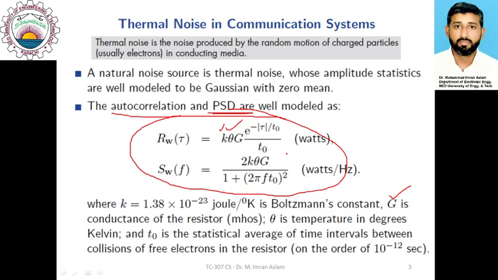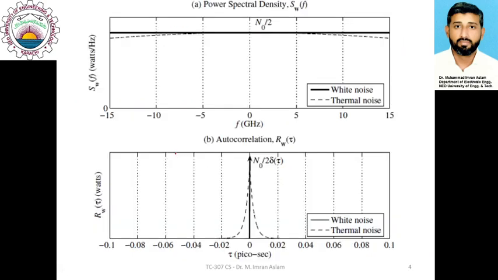This model for the autocorrelation function and power spectral density is plotted in this graph here. This dotted line is the distribution of thermal noise. This graph is plotted with respect to frequency in gigahertz. You can see that for reasonably high frequencies, the thermal noise amplitude is almost constant. Even for higher frequencies, in this region, the change is very small.